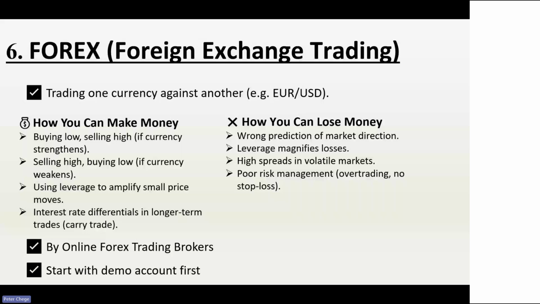So how do you make money with Forex? By buying low, then selling high, if the currency strengthens. Or selling high, then buying low, if the currency weakens. You can also use leverage to amplify small price moves. And if you are carrying a trade, you can gain through interest rates. But remember, there are chances of losing money in Forex.